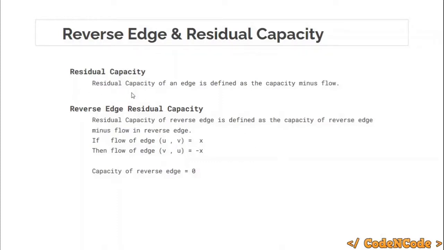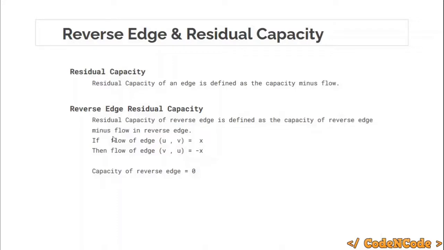The residual capacity of an edge is defined as the capacity minus the flow. As we already know, each edge has a certain capacity defined with it. So if there is a certain flow x along that edge and its capacity was c, the residual capacity of that edge would be c minus x, basically the remaining capacity. Now, for each edge we are going to assume there is a reverse imaginary edge, and we also need to calculate the residual capacity of that reverse edge.